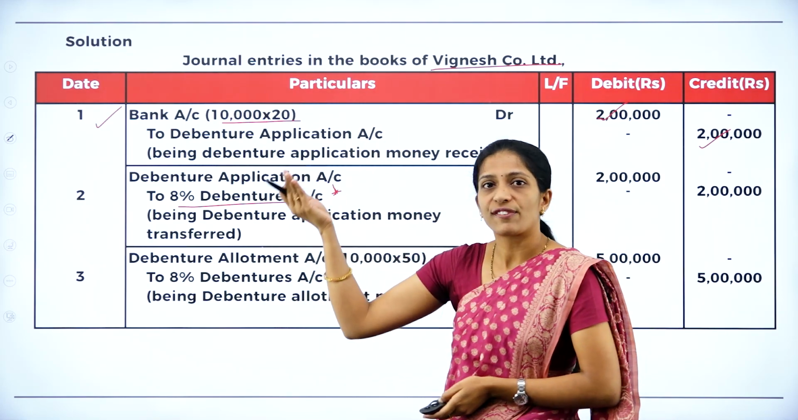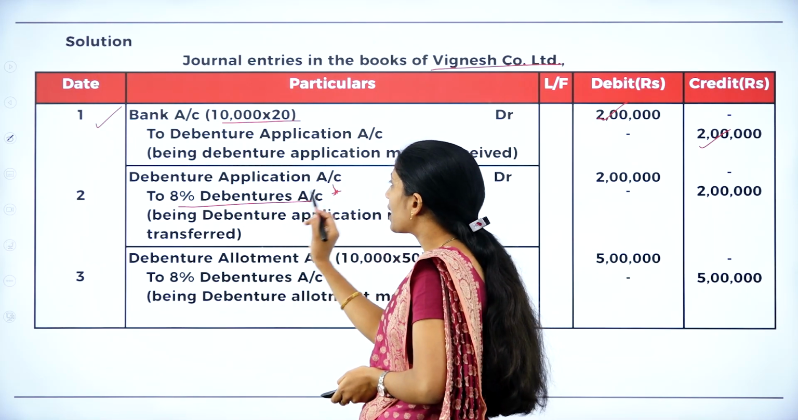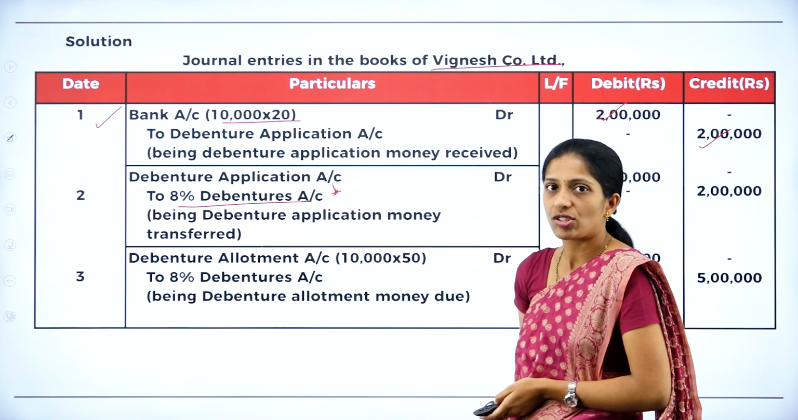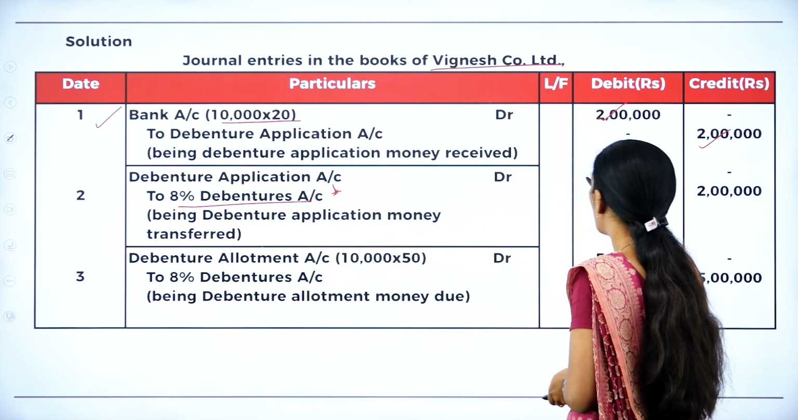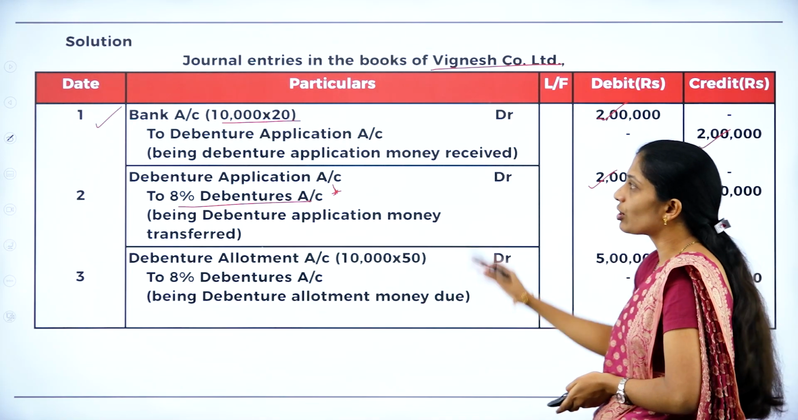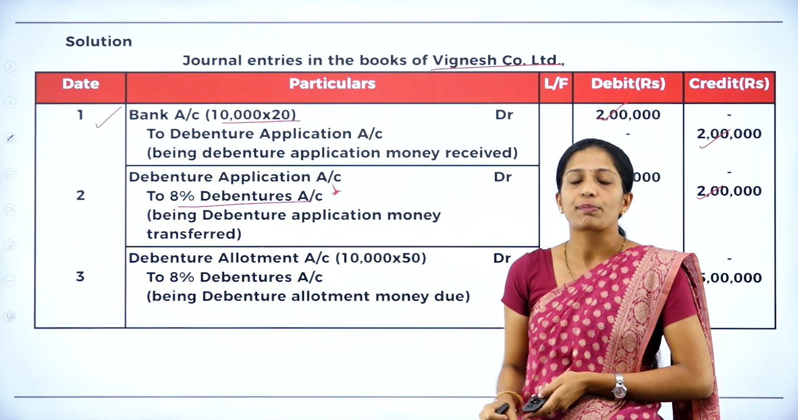So there you will transfer to share capital, here you will transfer to debenture. Debenture application account debit to 8% debentures account, being debenture application money transferred. Same amount, that is 2 lakh. So these 2 entries are on application stage. Now come to the allotment stage.